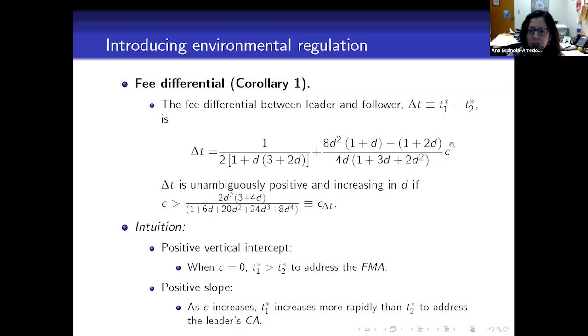So if we consider that firms are completely symmetric, so there is no cost advantage, C equal to 0, this difference is mainly explained by the first mover advantage. So the fact that the leader is paying a higher emission fee than the follower is mainly explained by the first mover advantage. The regulator wants to address this first mover advantage. Now, when C becomes positive, the emission fee faced by the leader increases more rapidly than the emission fee faced by the follower. And that's mainly explained because the regulator would like to address the leader's cost advantage.